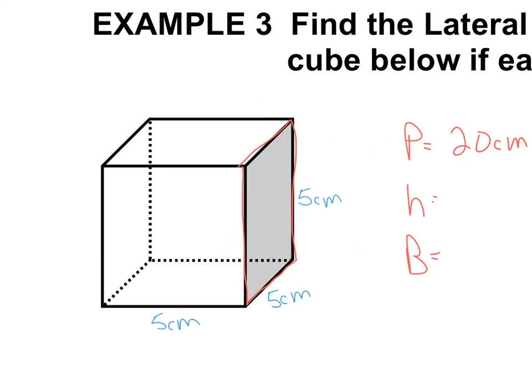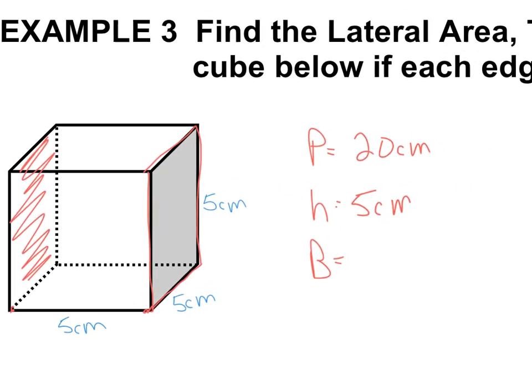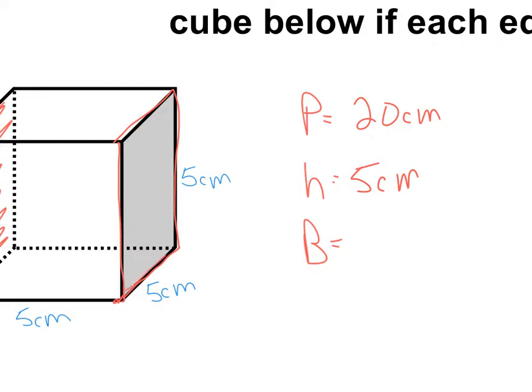The height, remember, that's the height of the actual prism. That's the other side, so the height would go from the bottom to the top. It's just 5 centimeters. Now the area of the base in this case is pretty easy. That red's my base. I need length times width. 5 times 5 gives me 25 centimeters. So now I have everything I need to find all the surface areas and the volume.